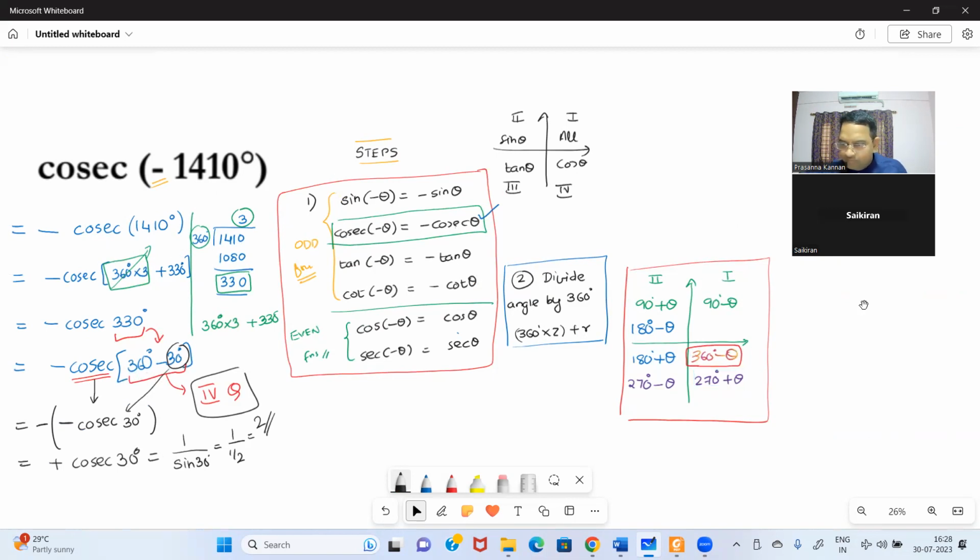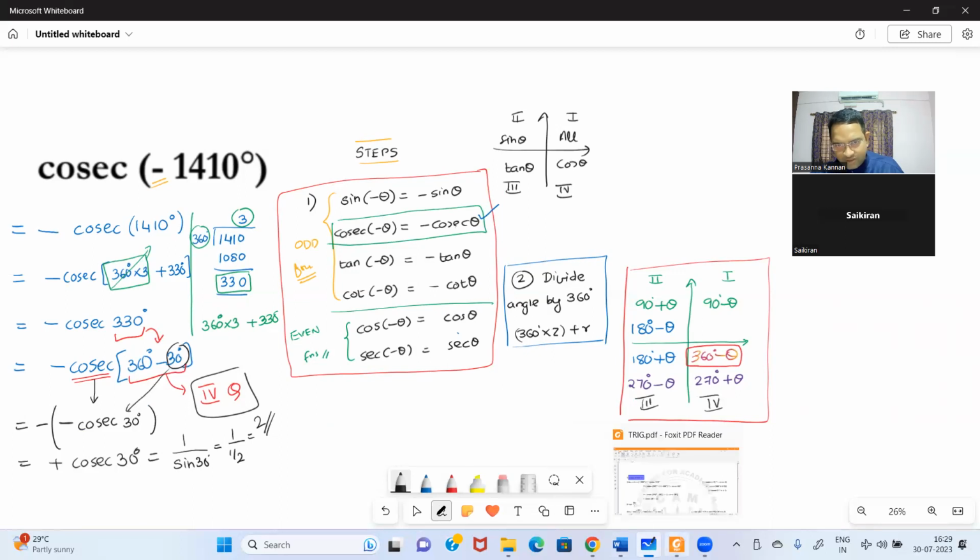Which quadrant? It's in the fourth quadrant. This is the fourth quadrant, this is the third quadrant. So it is lying in the fourth quadrant. In the fourth quadrant, we are dealing with what? Cosecant. Cosecant is negative in the fourth quadrant, correct? So already one minus sign is there. Because cosecant is negative in the fourth quadrant, you put minus. Then you write this cosecant as it is. Then write the angle which you have subtracted. What is that angle? 30 degrees. So minus into minus is plus. Cosecant 30. What is cosecant 30? 1 by sine 30. Sine 30 is 1 by 2. Therefore, 1 by 1 by 2 will be 2. Clear? Very good.